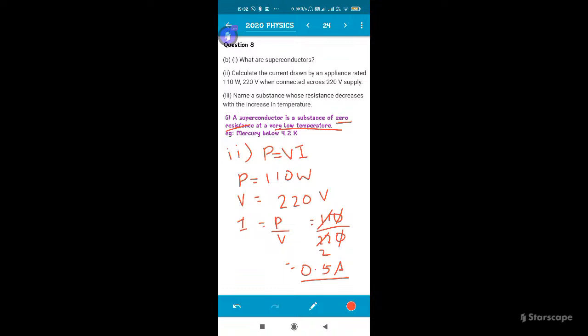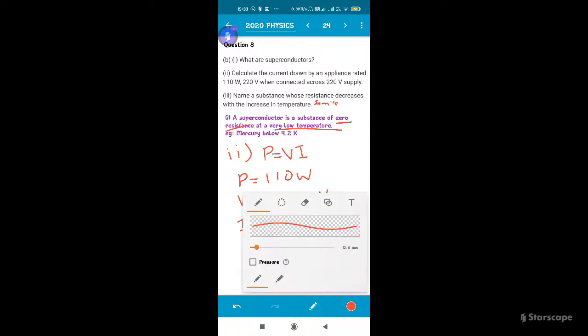Okay, your next question is, name a substance whose resistance decreases with the increase in temperature. The answer will be semiconductors. I'm not able to write here. Wait, let me write it below.